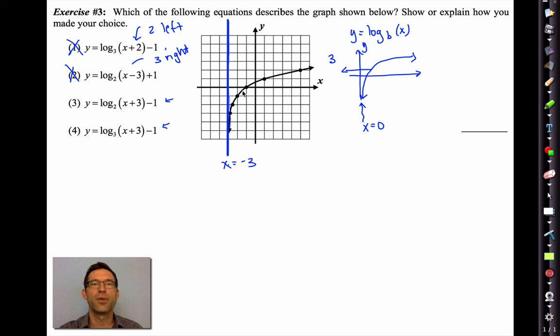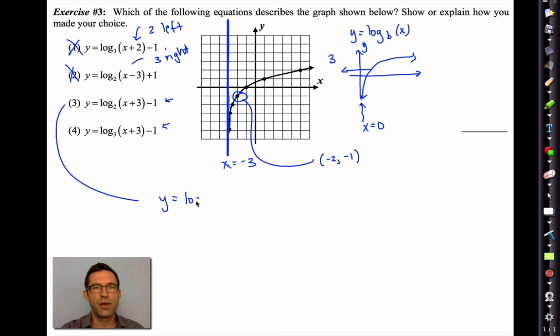Well, here's what I would do. I'd pick a point. Let's take this point. What is that? That's the point -2, -1. Let's see if that's the case. Let's put in -2 for x. Ooh, that's not going to work out well. Let's choose another one. Well, no, let's go with this one. Let's keep going.